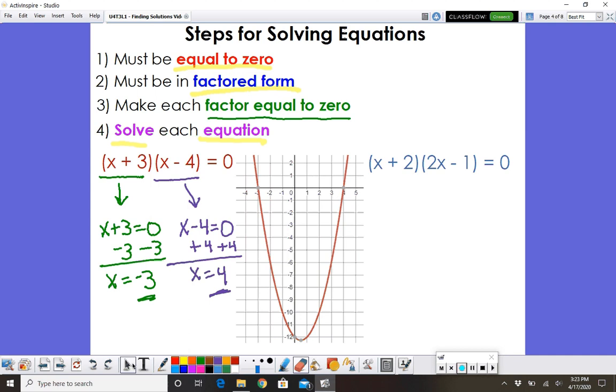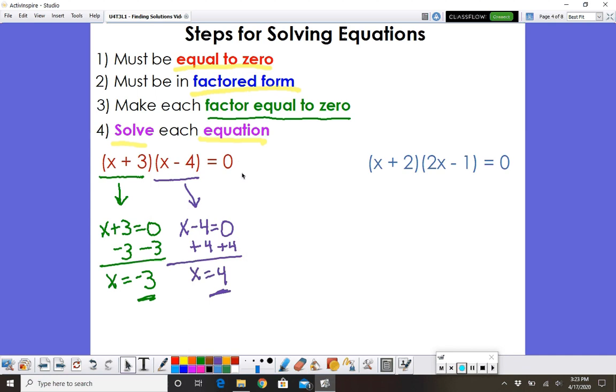All right. Now let's do one more problem, the one that's over here on the right. So same thing. Double check. Is it equal to 0? Yes, equal to 0. Is it in factored form? Yep, we have 2 factors there. So next step, set each factor equal to 0. So I'm going to take x plus 2 and make it equal 0. And then I'm going to take 2x minus 1 and make it equal 0. And then I'm just going to solve each of these equations.